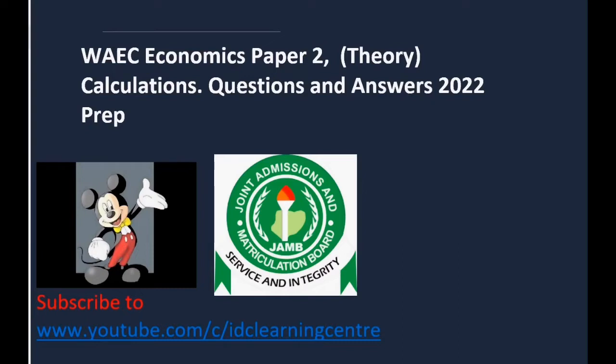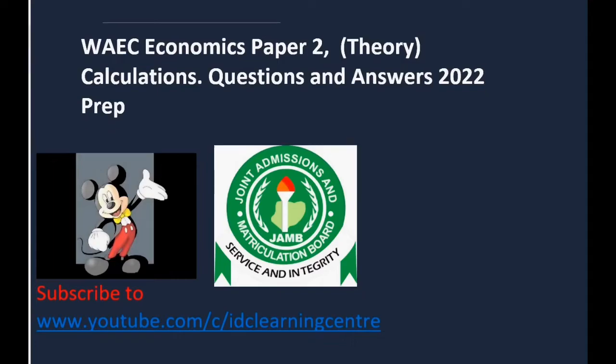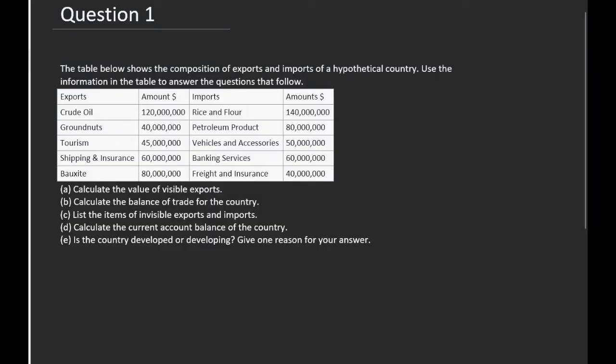Let's look at the first question here, question 1. The table below shows the composition of exports and imports of a hypothetical country. Use the information in the table to answer the questions that follow. You can see the table here. You can go through all the information there. Now the questions we need to answer.